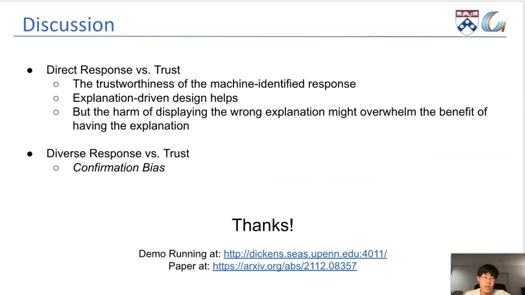We have more discussion results in the paper, and we summarize a few here for you as well. So some of the participants are not comfortable with the machine-identified responses, but also some of the participants like the explanation-driven design, but sometimes the harm of displaying the wrong explanation might overwhelm the benefit of actually having the explanation. Besides, it also has something to do with confirmation bias as well, where basically users are less likely to believe in something that's against their previous belief.